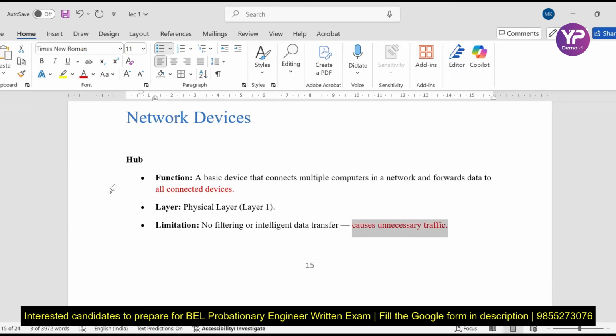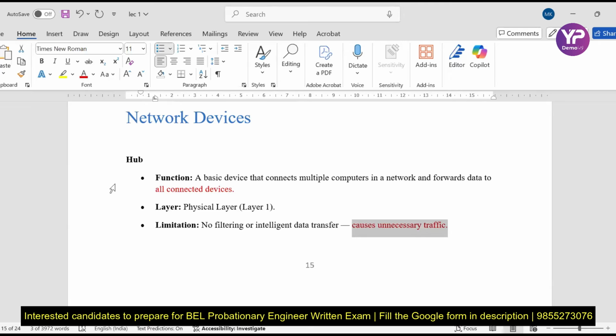Talking about router, it connects multiple networks. Keep in mind, bridge is used for multiple LANs, while router is used for multiple networks and routes data packets based on IP address. That's why it is a layer 3 device, my dear students. Layer 3 is called the network layer. An example is home Wi-Fi.